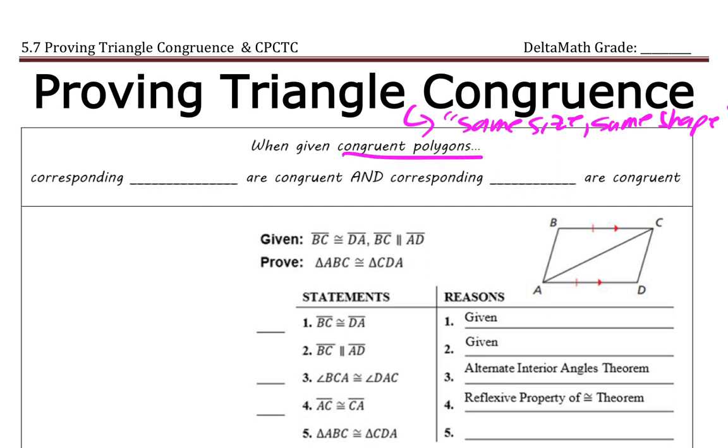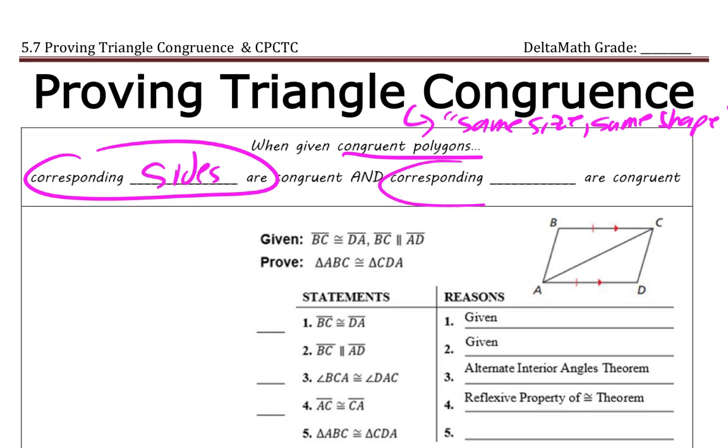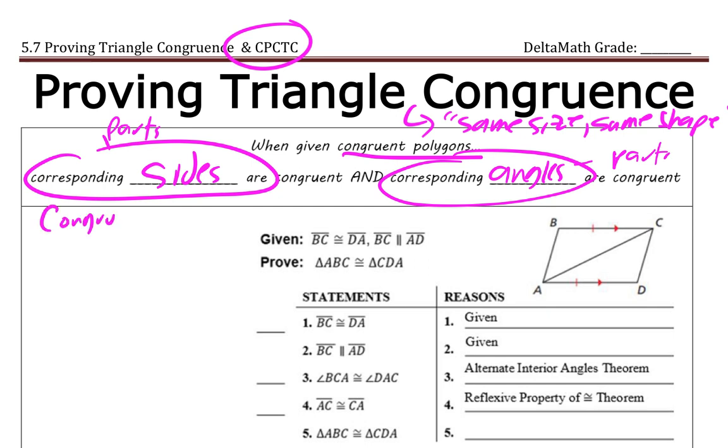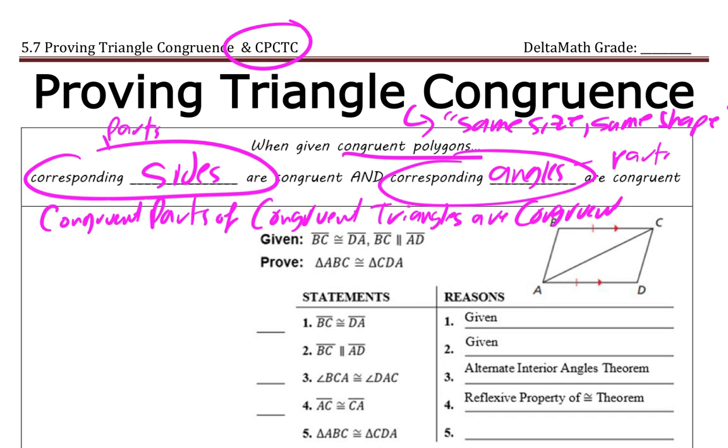If we know that they're congruent, then we know that corresponding sides are congruent and corresponding angles are congruent, right? Sides are parts and angles are parts. So we're going to remember CPCTC. What that means is congruent parts of congruent triangles are congruent. If we think about that, that makes sense.